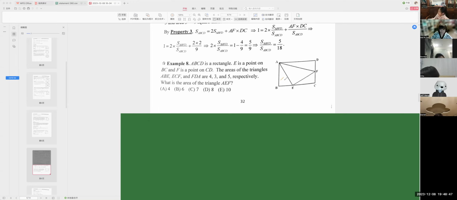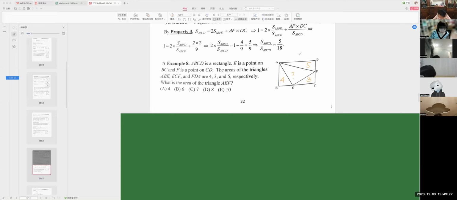ABE is 4, and ECF is 3, and FDA is 5, respectively. What is the area of the triangle AEF? Okay, so everybody, let's take a look at this one. If we are trying to find the area, I think the 4, 3, 5 is actually very helpful. Okay, you can take a look at this one.